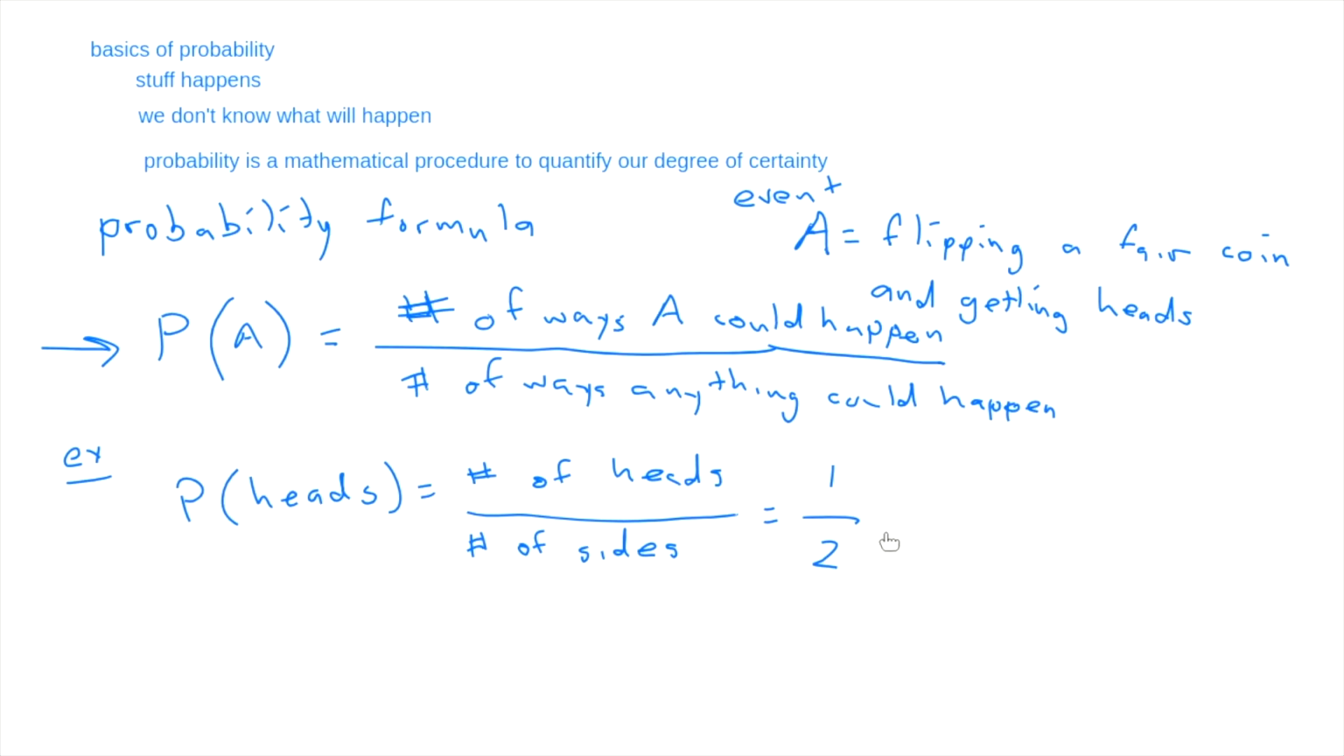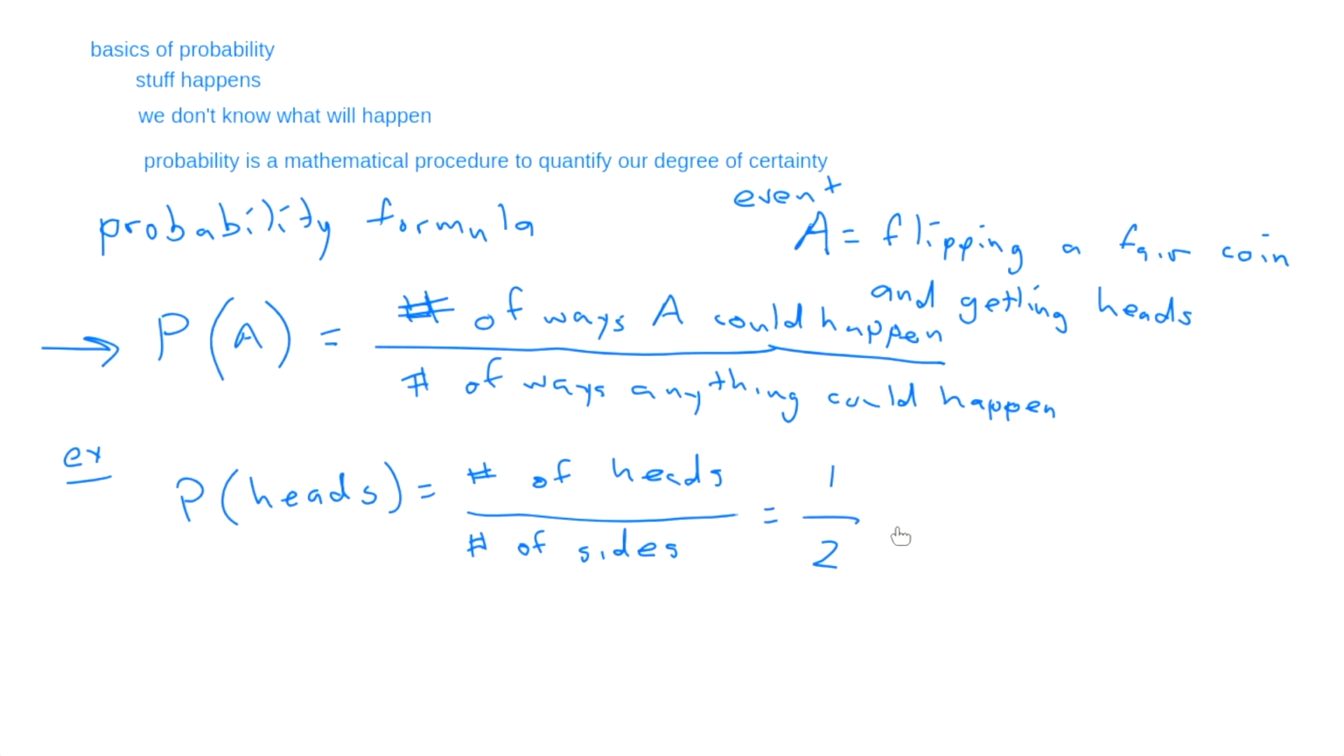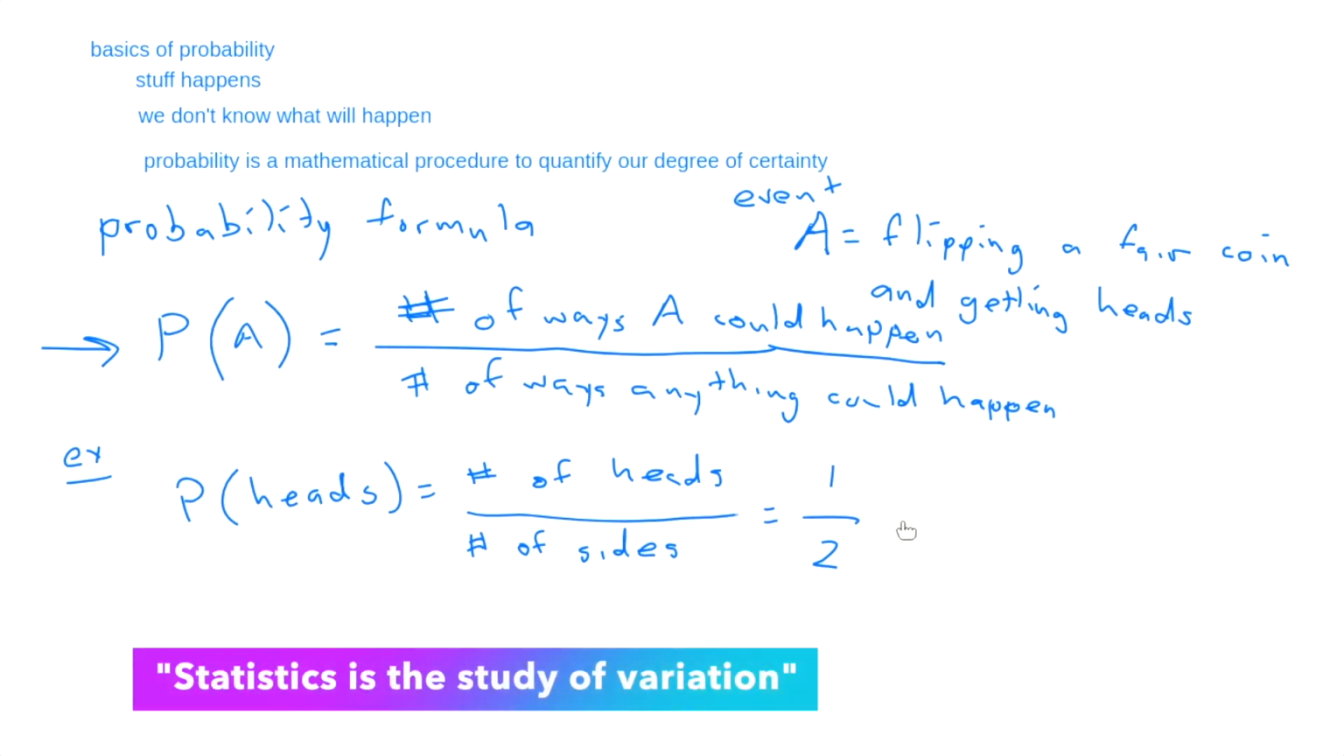I want to remind you that impossible things happen every day. Things with probability 0 do happen every day. Technically speaking, they're impossible, but they still happen. It's a thing. Why? Because there's natural variation. That's what statisticians study. So what would be the highest that a probability could go?